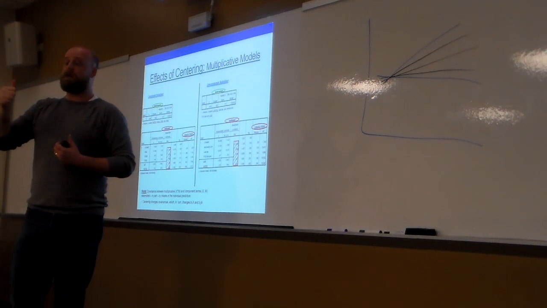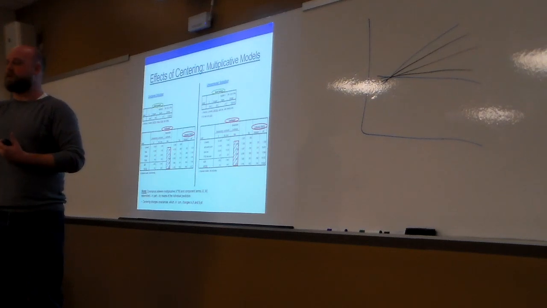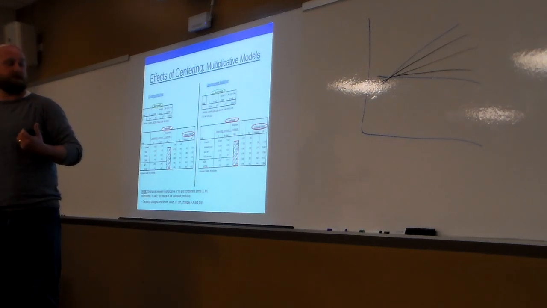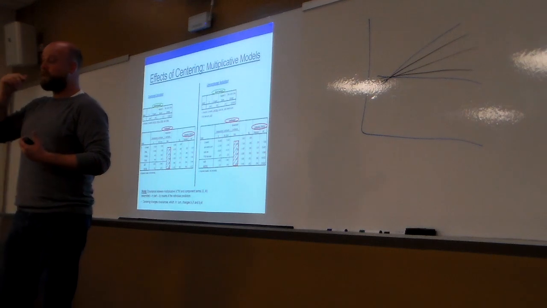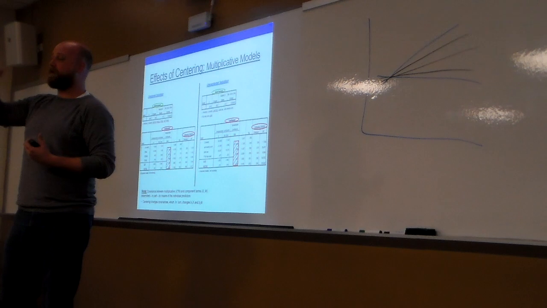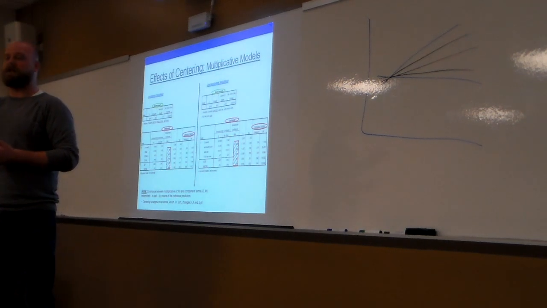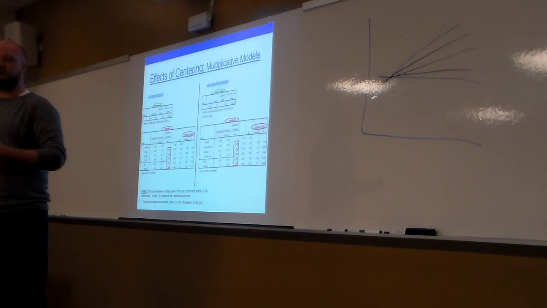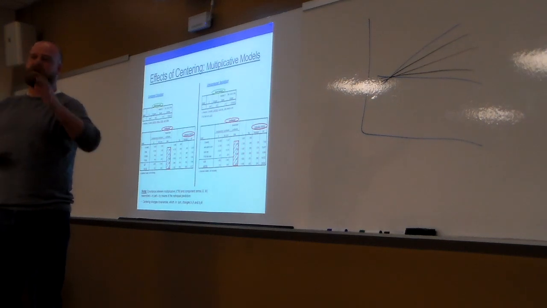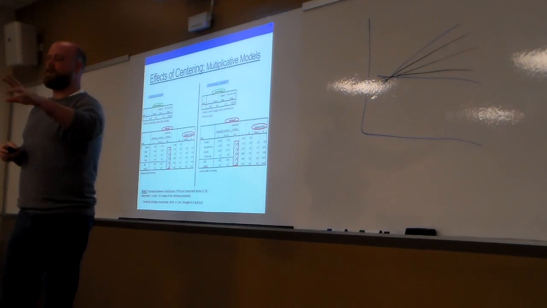But one, centering does help with interpretation, because it puts zero at reasonable values, whereas oftentimes zero isn't at a reasonable value. Two, centering makes factoring out these multiplicative models easier, right? Because I just add a standard deviation or subtract a standard deviation, it's just plus or minus. You can do it without centering, but then you have to take whatever the mean is and then add or subtract a standard deviation, and it ends up being kind of a pain.